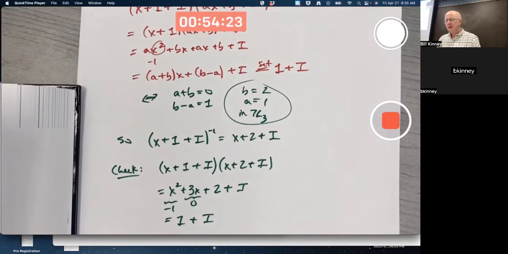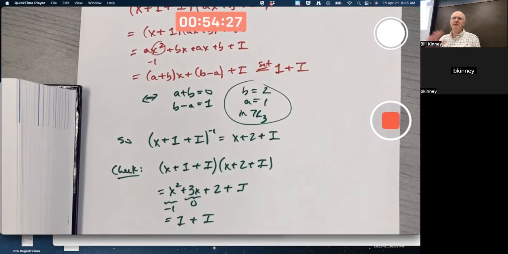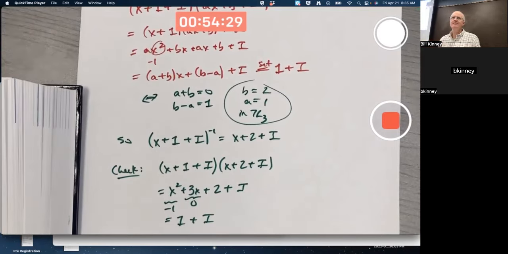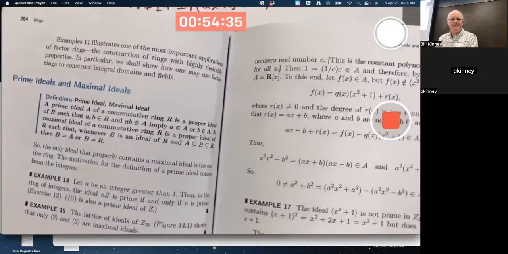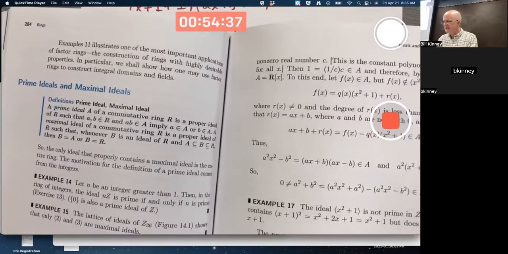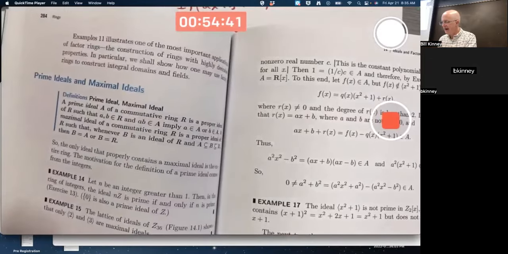Okay, since we're low on time and we want to end early today, I think we only have time to summarize some things, but I think this will be helpful. This definition is a twofold definition, prime ideals and maximal ideals.